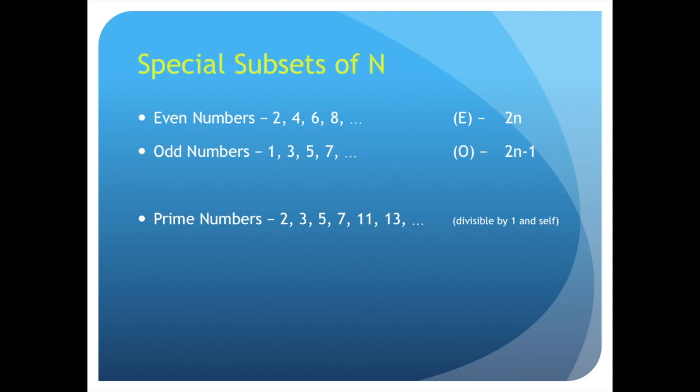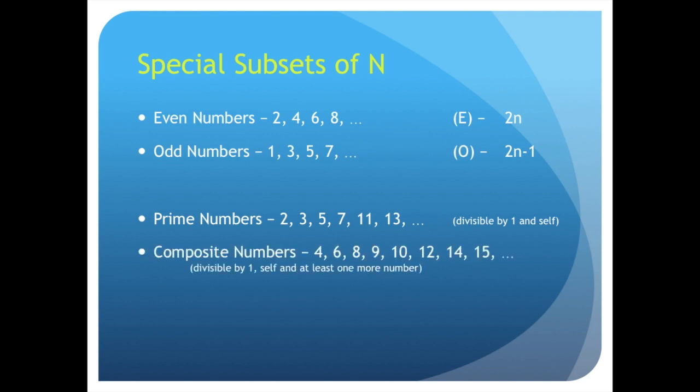Now let's jump to another category which is called prime numbers. Prime numbers are the numbers which are divisible by only 1 and themselves. For example, 7. 7 is divisible by only 1 and 7. So all these numbers are called prime numbers.